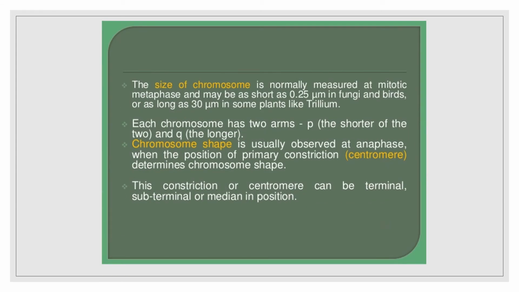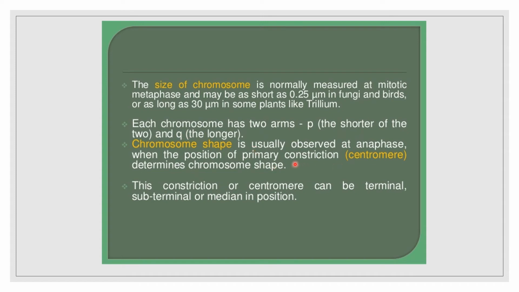Now, next is the size of the chromosome. It varies. It is as short as 0.25 micrometer in fungi and birds, but as long as 30 micrometer in some plants like Trillium. The chromosome has two arms. One is P and the other is Q. P is the shorter arm, Q is the longer arm.